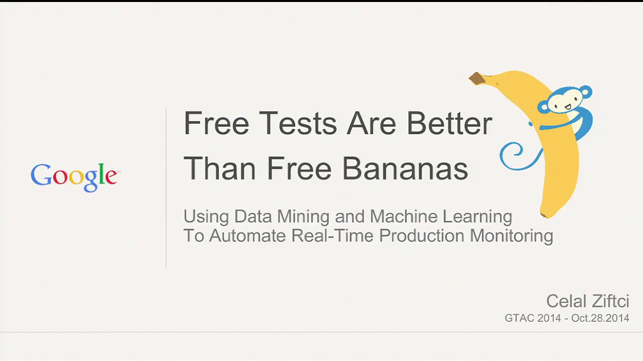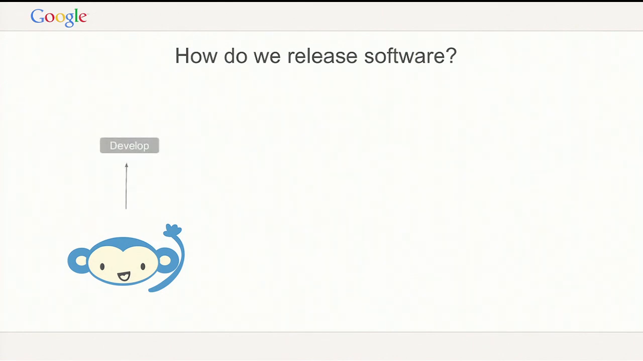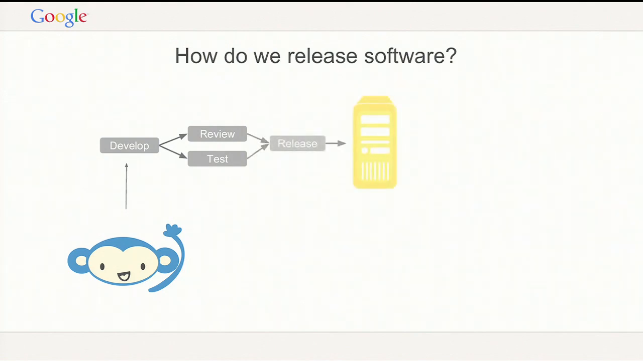So I'm going to go over quickly how we release software. I'm pretty sure most of you know about this, and a couple presentations already went over this, but I'll quickly iterate. So we have developers, monkeys again. So they develop software, and then we send the change list that we have for review. Obviously, we test our software, and finally, we release it to production. So the left side is development, the right side is production.